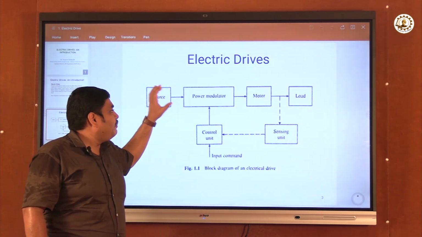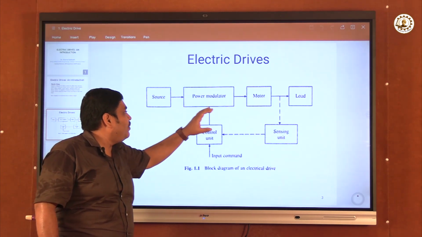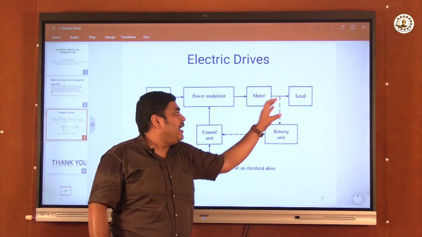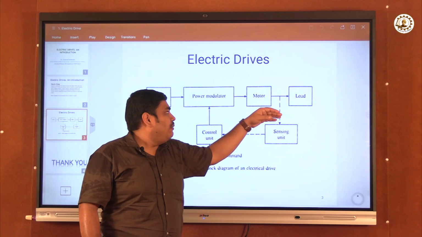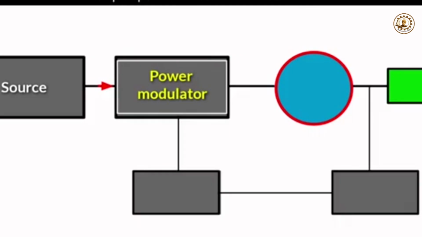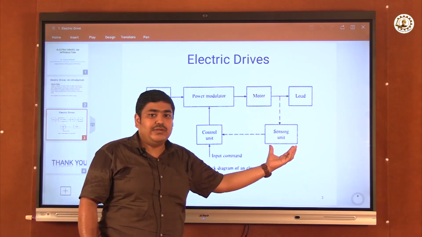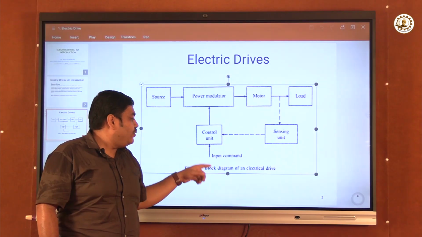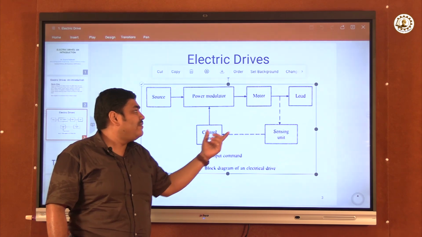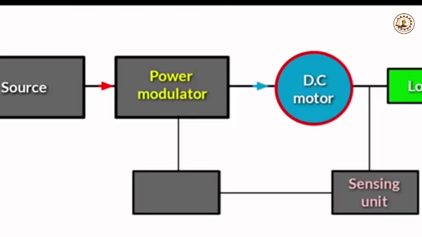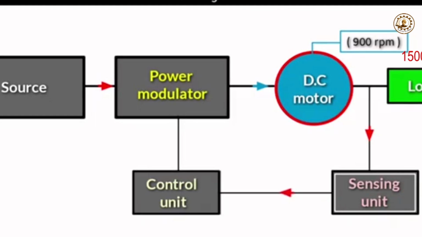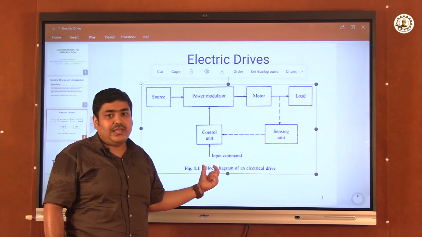Power is fed to the motor with the help of this power modulator. The motor is connected to the load, and as per the rotation of the motor, the load is driven. The speed of the load is sensed by this sensing unit, and the sensing unit is directly connected to the control unit where the input command is given. That means if the required speed of the load is 1500 rpm, then you should give the command in this control unit that we require a speed of 1500 rpm.